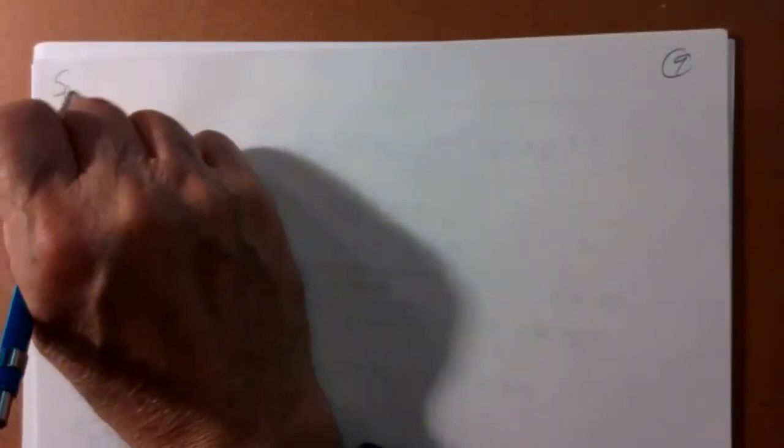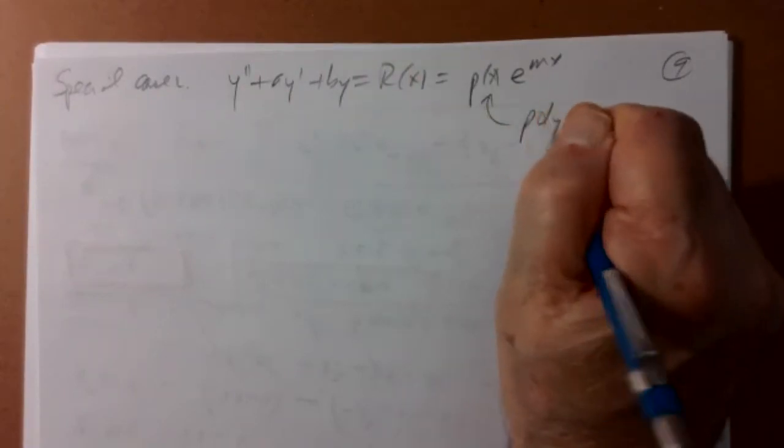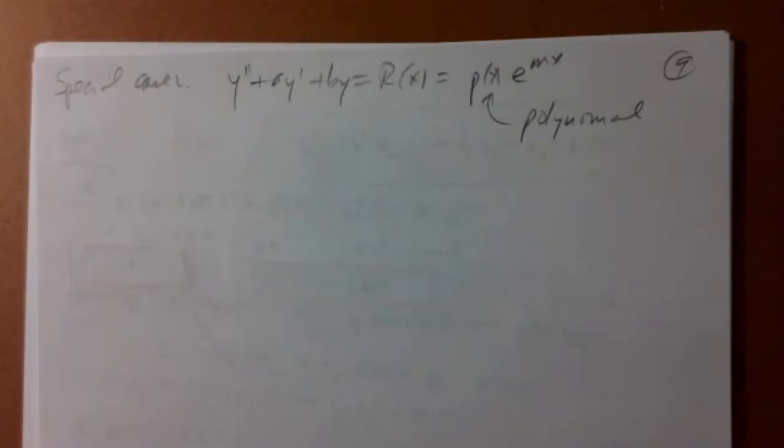So this is one of two special cases for dealing with the non-homogeneous equation. The second case is when the right-hand side is an exponential function times a polynomial. So the second special case is when your equation y double prime plus a y prime plus b y equals r of x, where r of x is a polynomial times an exponential. Okay?